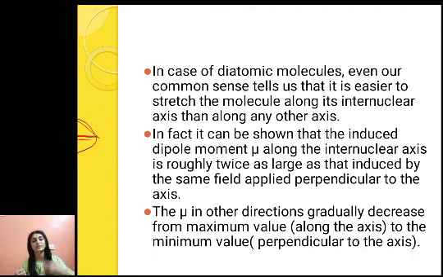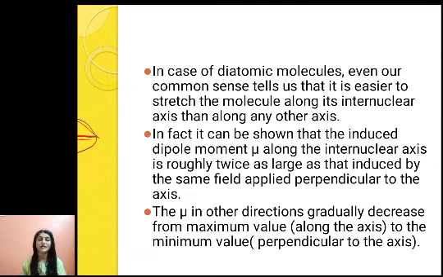As compared to the other directions, we can show that the electric dipole moment along the internuclear axis is twice that induced along the perpendicular axis. So when you plot it, it gives you an ellipsoid, and that is called the polarizability ellipsoid.